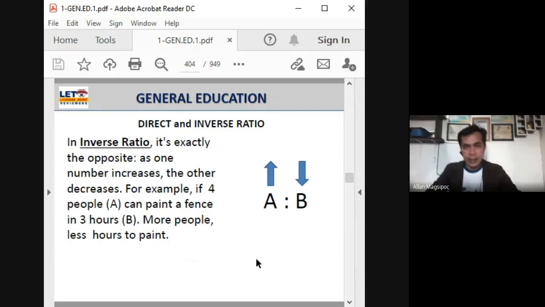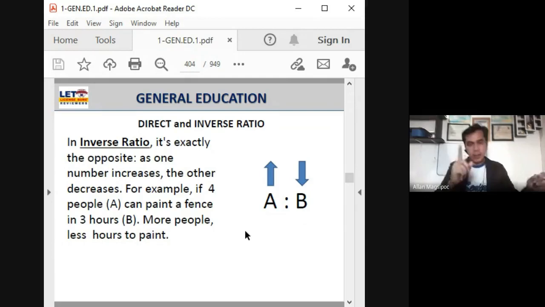Example, 4 people represented by A can paint a fence in 3 hours represented by B. Definitely, more people, lesser hours or lesser time to paint. Am I right? Mas maraming tao, mas konti lang ang panahon na matapos nila yung pagpipintura. So that's inverse ratio. This is very important na to identify whether the relationship of the two numbers is inverse or direct ratio. Very important yan ha.